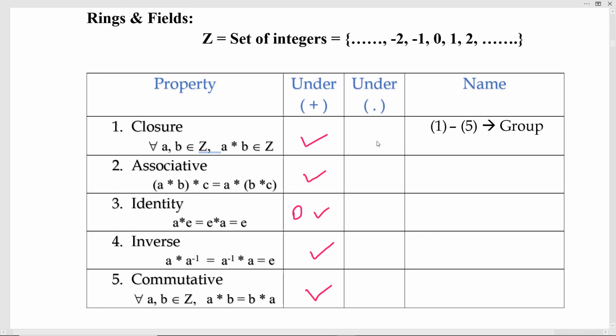So now under the operation multiplication, the product of two integers is an integer. So this condition is satisfied. Associative property: (a into b) into c equal to a into (b into c). So this is also correct. So what about identity under multiplication? One is the identity, and one belongs to Z. So this is also correct. And then inverse.